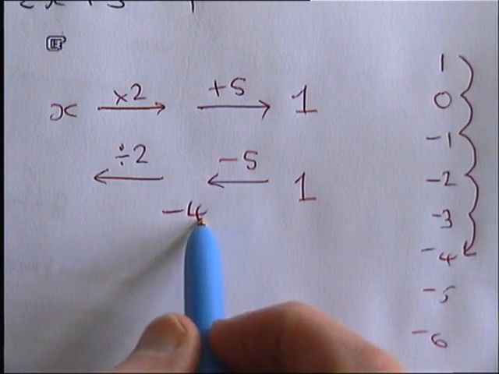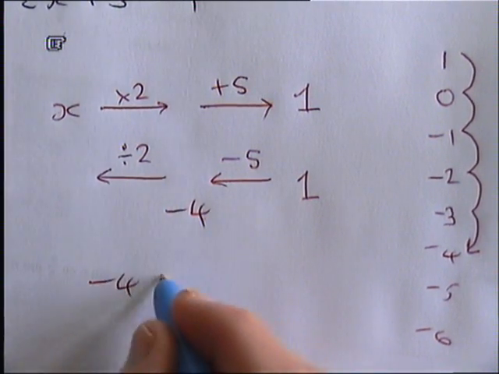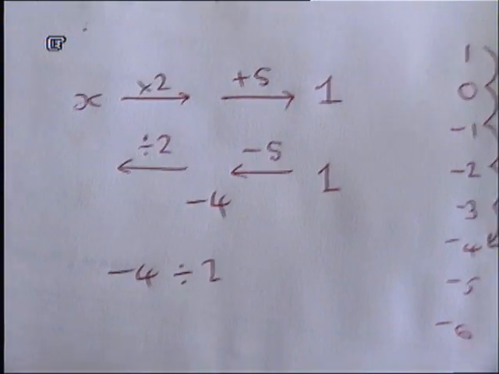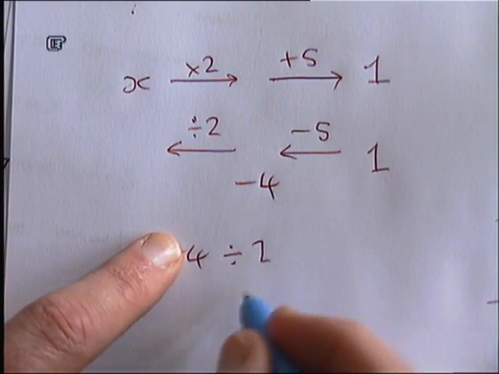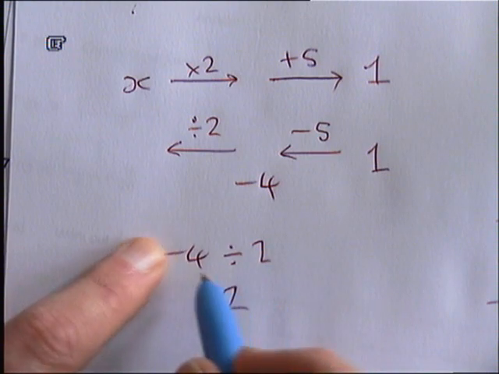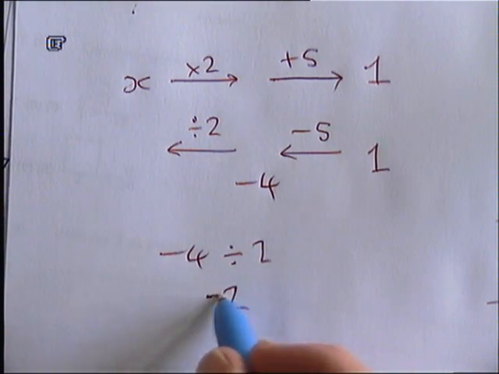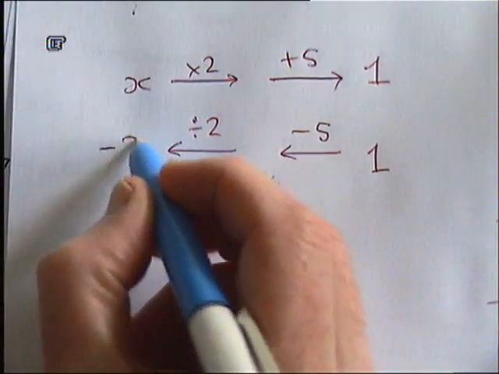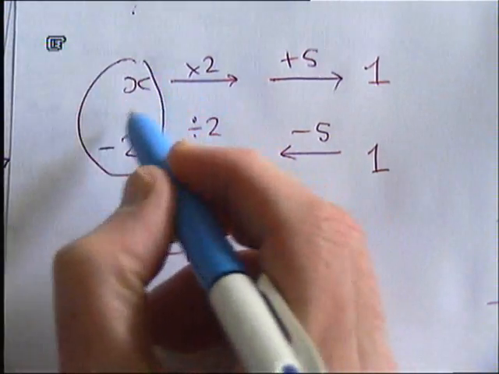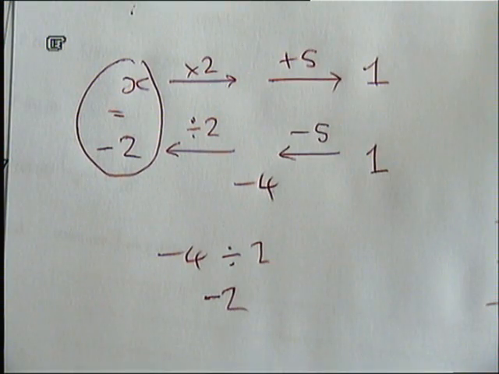And now I've got to do minus 4 divided by 2. I'll just write that sum down here. Now, if the minus wasn't there, 4 divided by 2 would just be 2. But a minus divided by a plus gives you a minus answer. So the answer to minus 4 divided by 2 is minus 2. And there's your answer to that question. x equals minus 2.